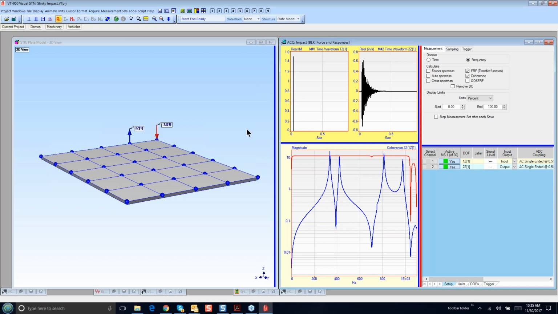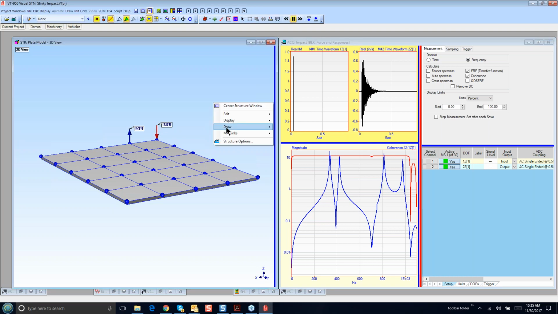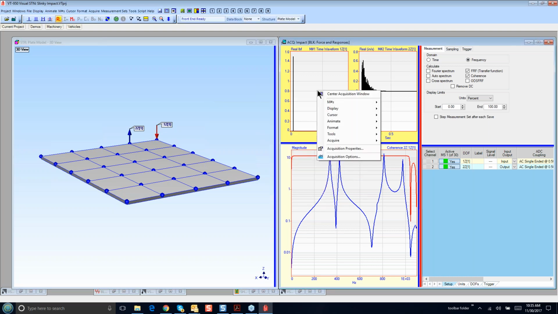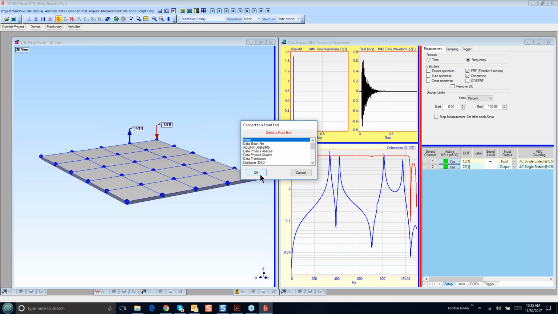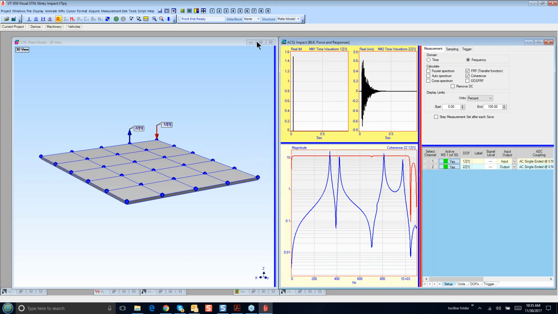It's got a bunch of measurement sets here, and I think we might have a problem because we're still connected to the wireless front end. So let me say none here, and let's start this over again. See if we can get this thing going.